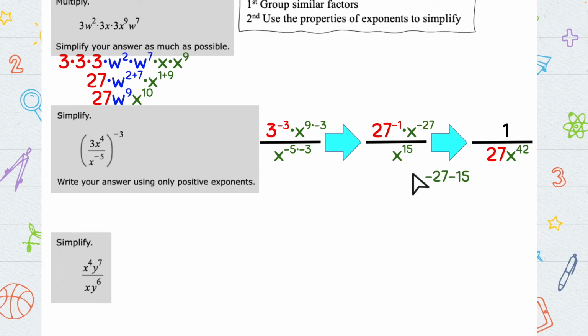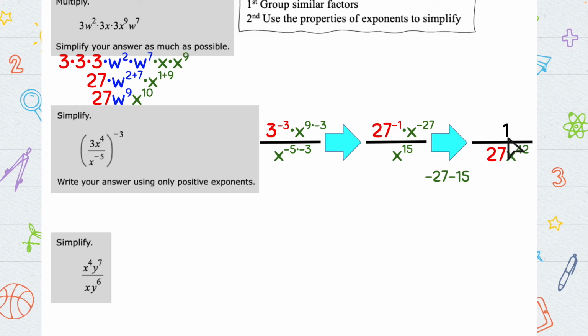And then to make this a positive exponent, I moved the 27 down to the denominator as well. So now it's 27 with an exponent of 1 that we don't need to write there because it's in the correct place. And since everything was moved from the top down to the bottom, we have a 1 in the numerator. It's never just going to be blank. There's going to be a 1 there if everything gets moved.